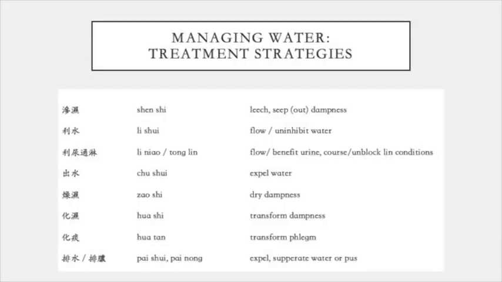So I want to return us back to this list of our vocabulary words to guide us to understand the concept of managing water. What are our treatment strategies based on where the water is not being managed well in the body? What is its form? How will we change it? What are the herbs that are specifically listed to do these things in our modern books? And how would we balance that in our formula?